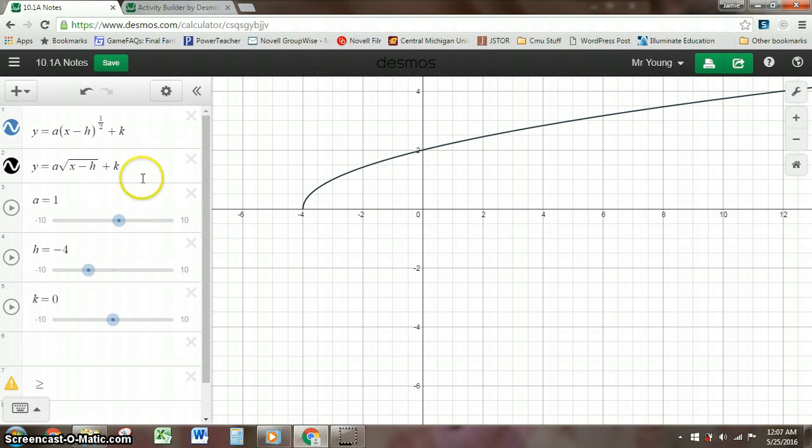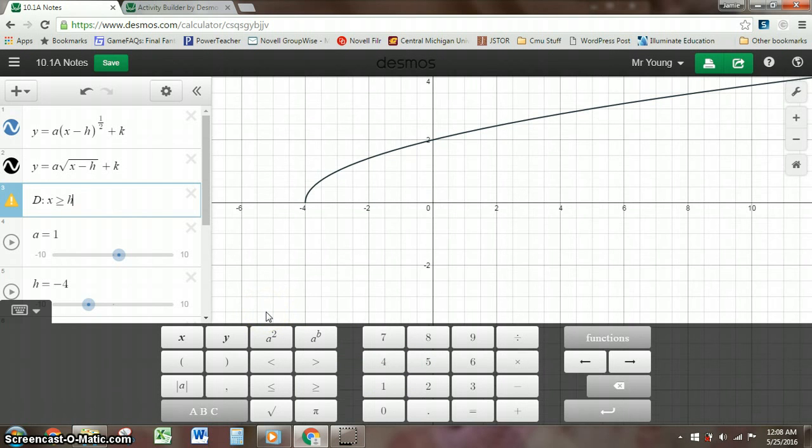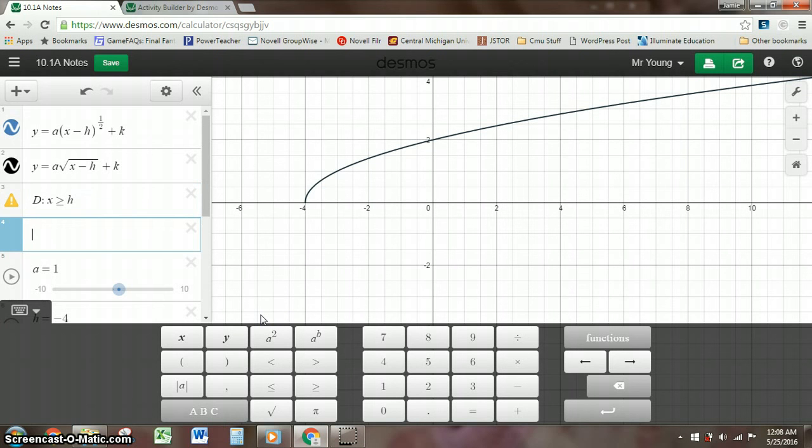So what I end up with ultimately is that my domain is all numbers x greater than or equal to h. Okay, and take a moment here to answer this question. Okay, good thinking.